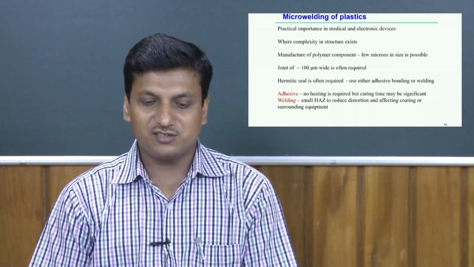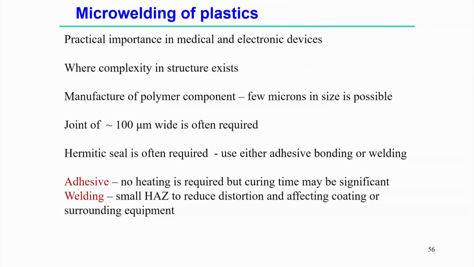Now, if we focus on the micro welding of plastics, its practical importance is specific to medical devices and electronic devices, where complexity in structure exists. In that case micro welding is more suitable, since the most complex structures can be processed using the different micro welding processes for plastic materials. Even the manufacture of polymer components with very few micron sizes is possible using this methodology.